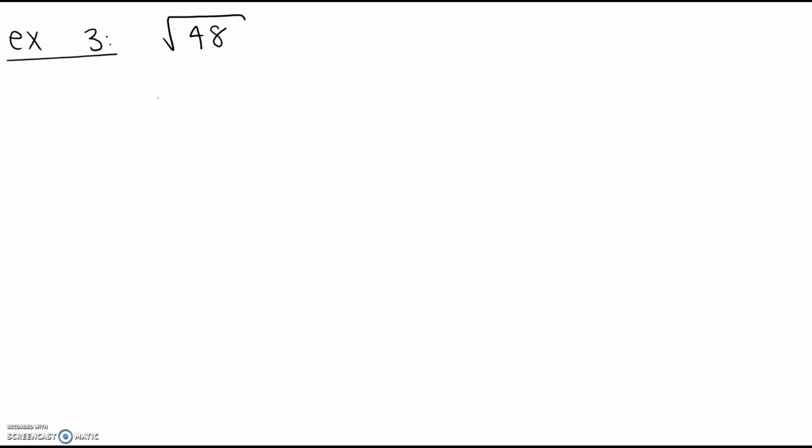First thing you need to do, what times what gives you 48? Actually, you know what? The first thing you need to do is look at your index. There's nothing written, which means my index is 2. So I'm looking for 2 of the same number being multiplied together. So what multiplies to 48?